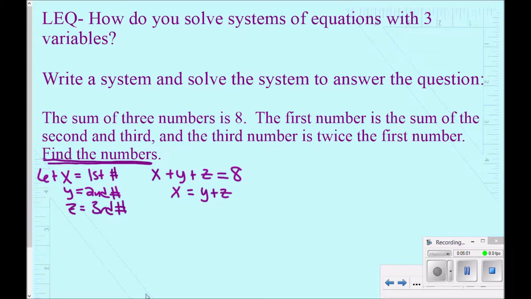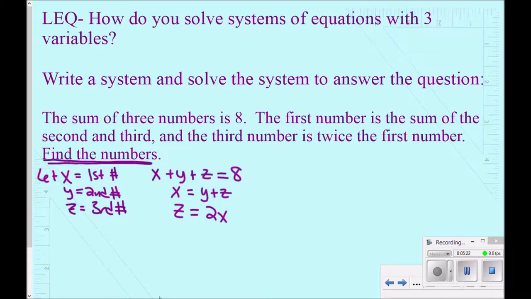And the last statement, the third number is twice the first number. Well, the third number is z. So z equals twice the first number. So I'm going to take the first number, x, and I'm going to multiply by 2. So those are my 3 equations with my 3 variables.